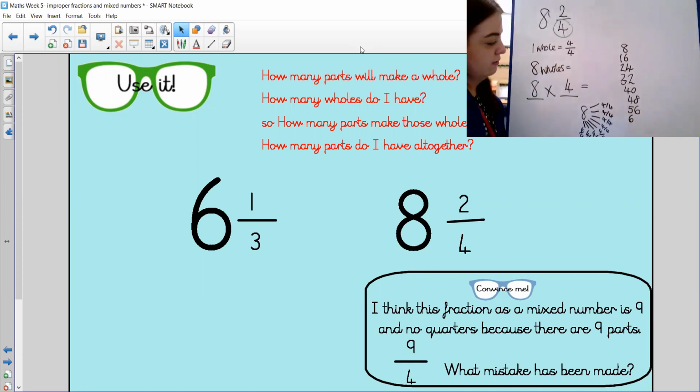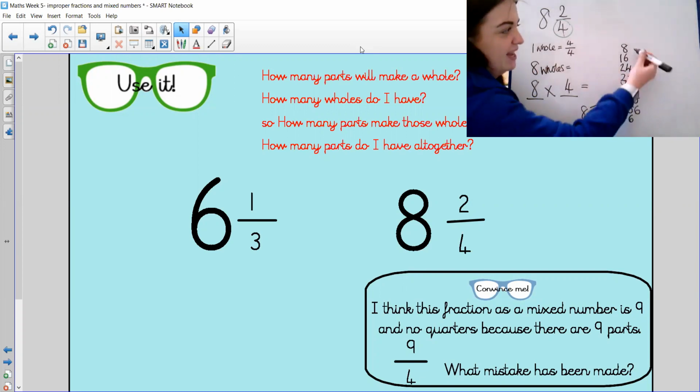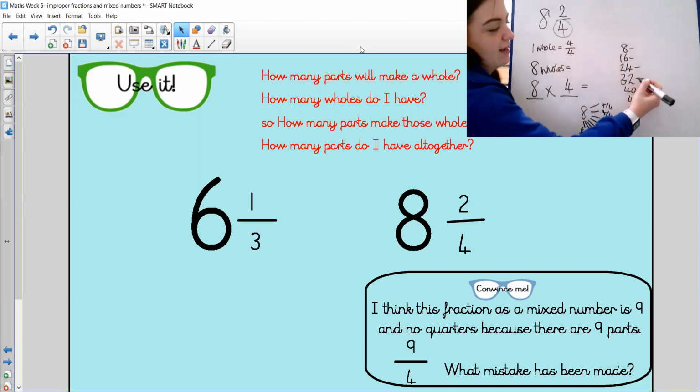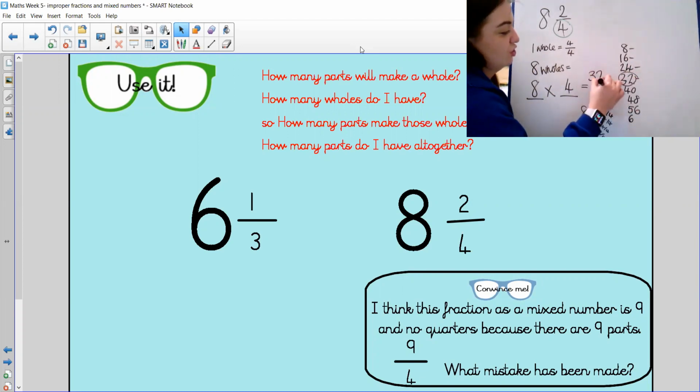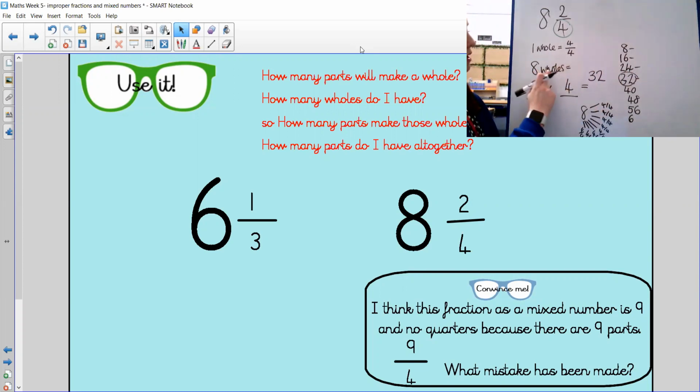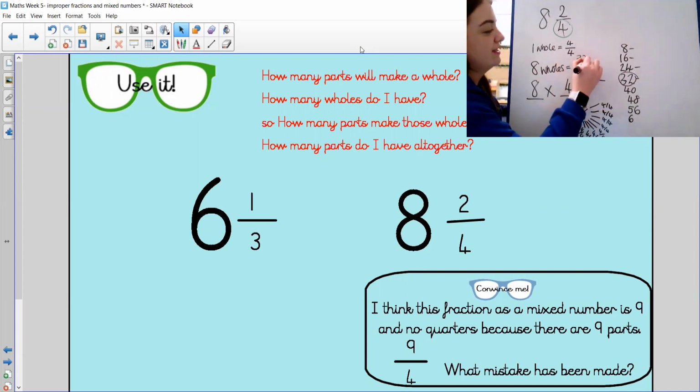Oh, what am I doing? 8 times by 4, I don't need that many. 8 times 2, 8 times 3, 8 times 4 is 32. So for 8 wholes, I'm going to have 32 quarters. Okay, so that is the first step.